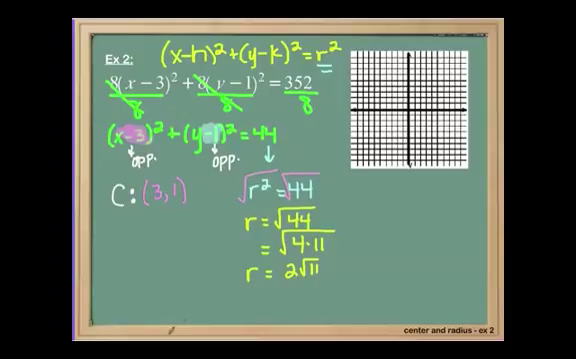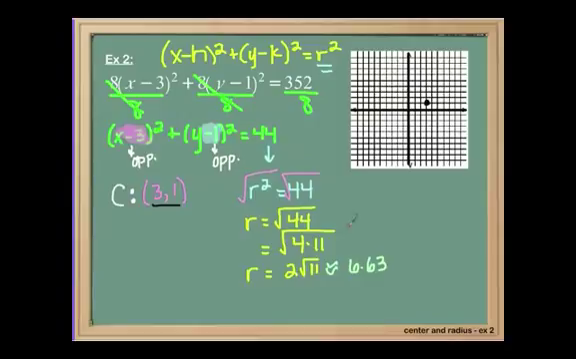So now we just have to graph. Remember, we start at the center, so I want to make sure I start at the point (3, 1). Always start at that center. And now we use our radius to get our other points. However, with 2 root 11, how do I know which distance to move? Well, we have to get an approximation. When you put this in your calculator, this is approximately 6.63.